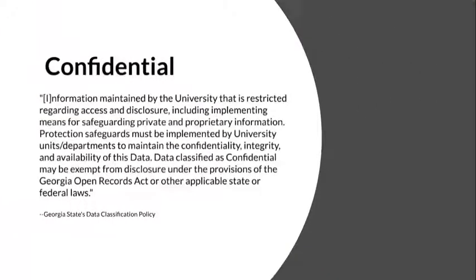And finally, confidential data. PII is a great example of confidential data, and you see here that confidential data includes information maintained by the university that is restricted regarding access and disclosure, including implementing means for safeguarding private and proprietary information.